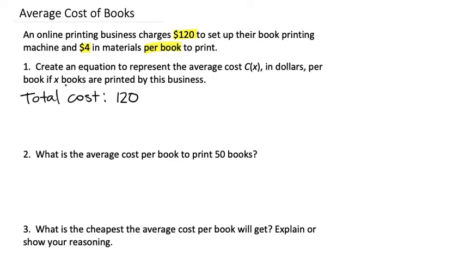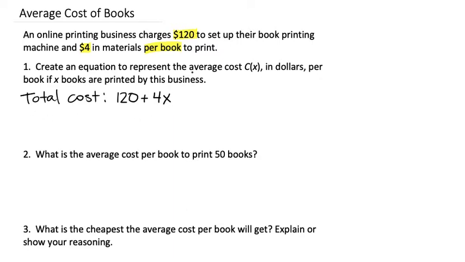That means that I multiply the number of books that I print, which in this case is X, by 4 to get the cost of those materials. So if I were to print 5 books, it would cost me $20. If I were to print 10 books, it would cost me $40. Then I add those two costs together in order to get the total cost. So I'm paying $120 plus 4 times the number of books that I print. Now that's the total cost.